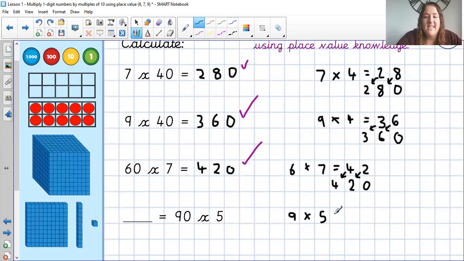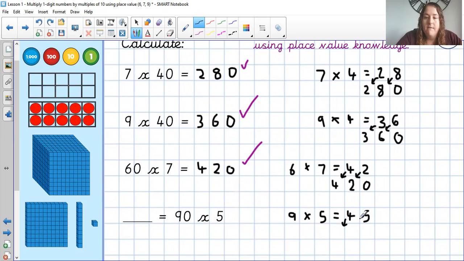And lots of us find it easy to work out our 5 times table, counting up in our 5s, or we could do counting up in our 9s. So I know that 9 times 5 is 45. But then I need to multiply that answer by 10 because it's asking what 90 times 5 is.